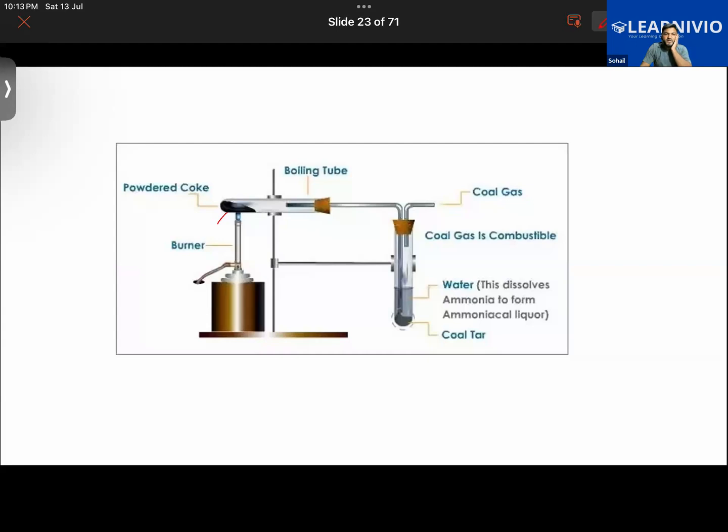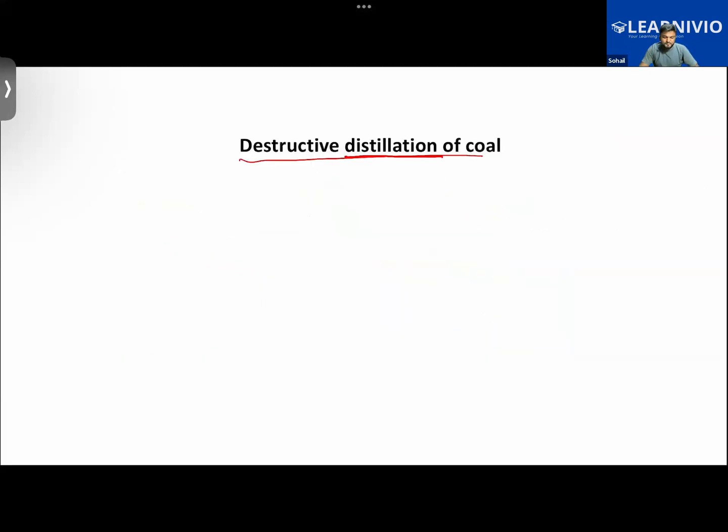So on heating the coal in the absence of air, coal produces mainly 3 products. What are the 3 products that you obtain? Coke, coal tar, and coal gas. Very good. So these are the 3 main products.